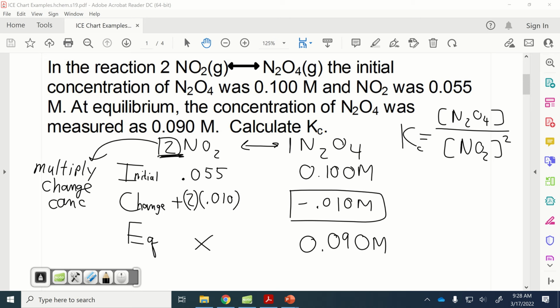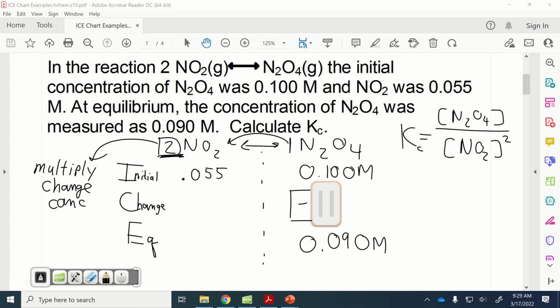0.010 molar. That's because we're on opposite sides of the reaction. If I'm losing N2O4, that means the reaction is moving this way, creating NO2. For every 0.01 molar decomposing, I'm getting 2 times 0.01 molar of NO2. And you might not see it, you might be like, I have no idea what he just did. I'll erase this part and go back and show this one more time.